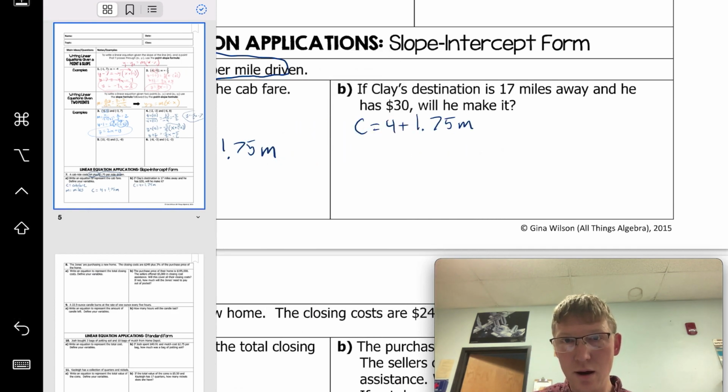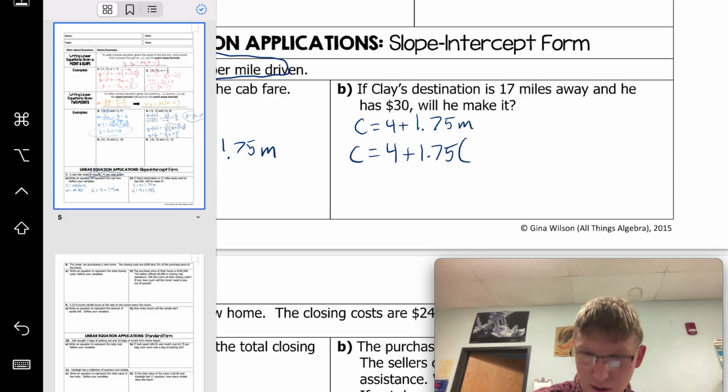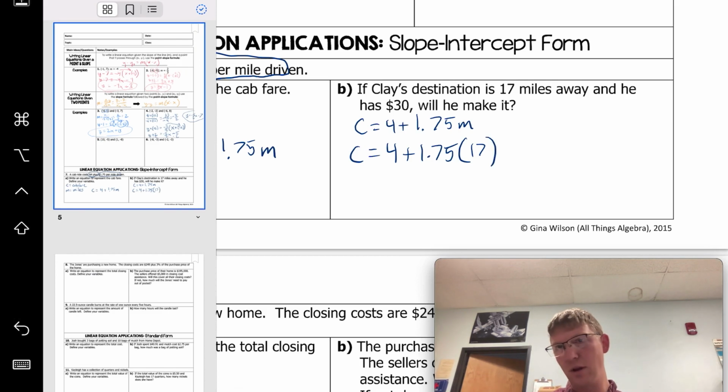So part B of this example says, if Clay's destination is 17 miles away and he has $30, will he make it? So I already copied the equation from the other side, and he is going 17 miles away. We want to know how much money that's going to cost. We'll use this piece of information a little bit later. But 17 miles away, let's plug that in. So his total cost is going to be C equals 4 plus 1.75 times 17. You can just use your calculator.